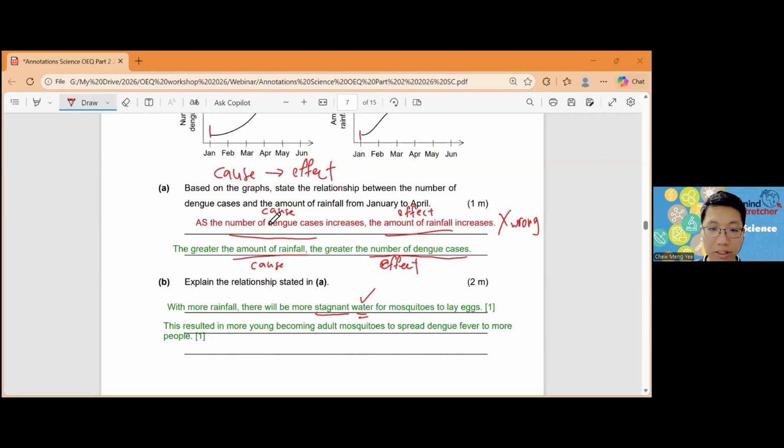You do not need to specify Aedes. I know Aedes is the one that causes dengue fever, but I think even if you don't write Aedes, it's okay.